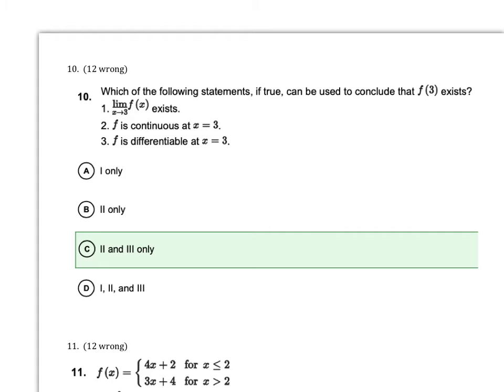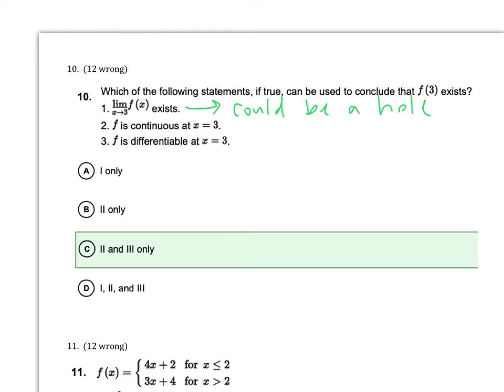The next most missed is number 10. 12 of us got this wrong. So which of the following statements, if true, can be used to conclude that f of 3 exists? The first option, the limit of f of x as x approaches 3 exists. Well, this doesn't necessarily need to be true. There could be a hole here, but the limit could still exist. So that doesn't prove f of 3 exists.